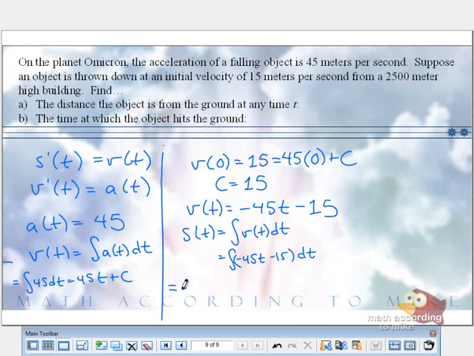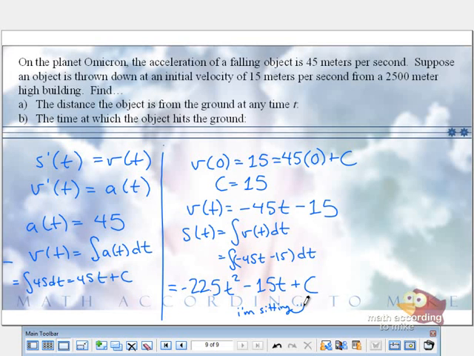There it is! I'll just sit down. Negative 22.5, or you can say negative 45 halves, t squared, minus 15t, plus c. I like this sitting down thing. Great. I should teach like this all the time.